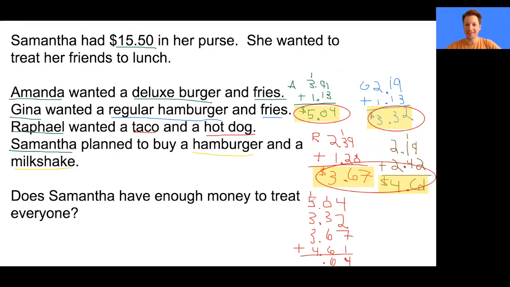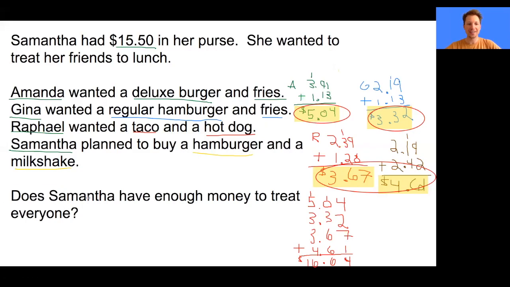1 plus 5 is 6. 6 plus 3 is 9. 9 plus 3 is 12. And 12 plus 4 is 16. Do not forget your dollar sign. Check back and see what the question again is asking. So what I'm going to do here is take my highlighter.